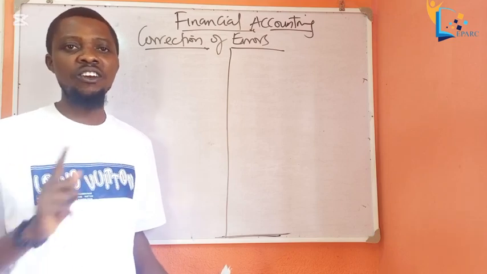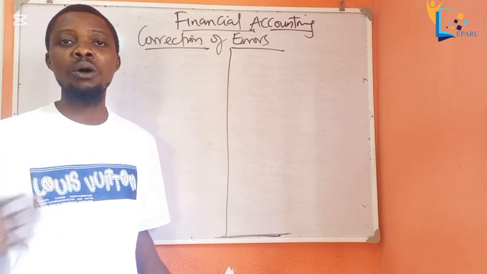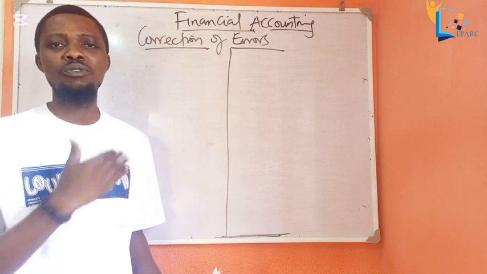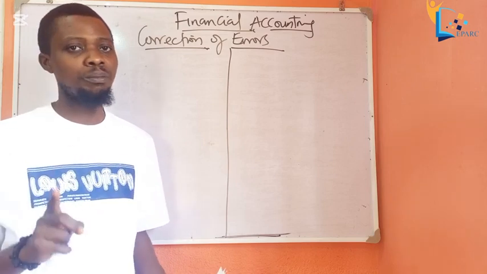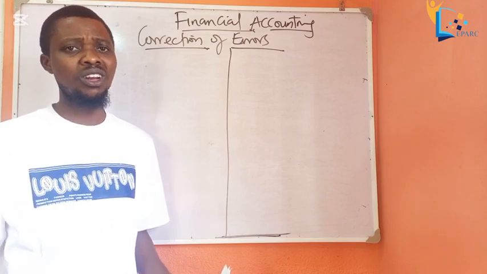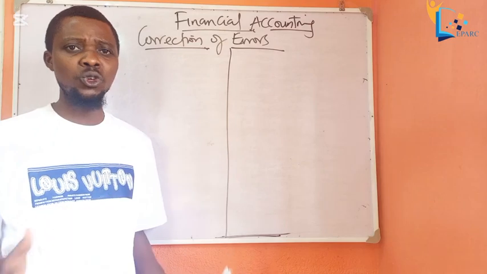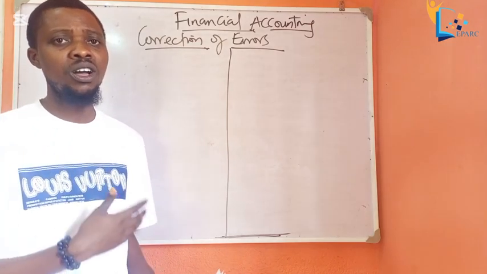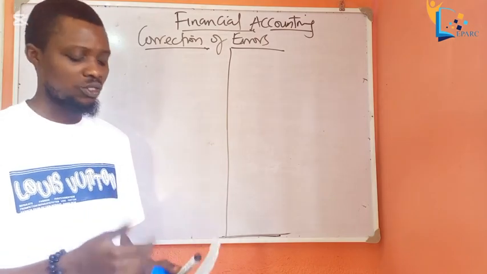You can't be correcting errors if you don't know about classification of accounts. You must know classification of accounts before you can correct errors. Very important, okay? Like the error of principal and one other errors talk about classification of accounts. So if you don't know, you might have a challenge with that, okay? So watch that video before starting with correction of errors, okay?